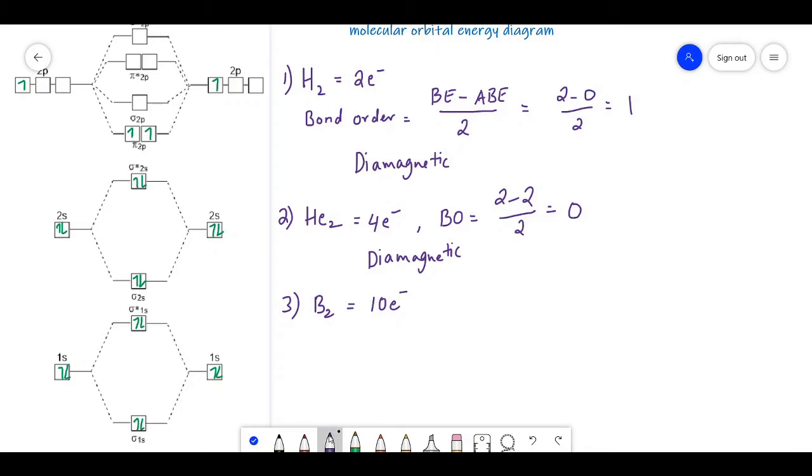Now if you calculate the bond order, the bonding electrons are 6 and the anti-bonding electrons are 4. So 6 minus 4 by 2 is equal to 1. So the bond order is 1, and there are unpaired electrons. Whenever there are unpaired electrons, it is said to be paramagnetic. That's all.